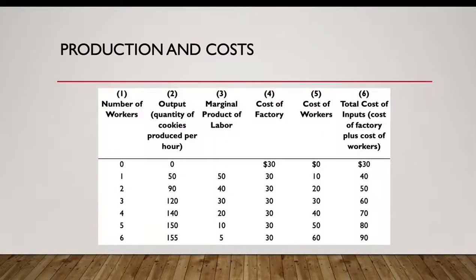As you can see from the table, when column 2, the quantity of output, increases, the total cost of input increases. In this scenario, the cost of the factory stays constant, but with the increasing number of workers, the cost to pay them gets higher. The more input you want, the costlier it will be.